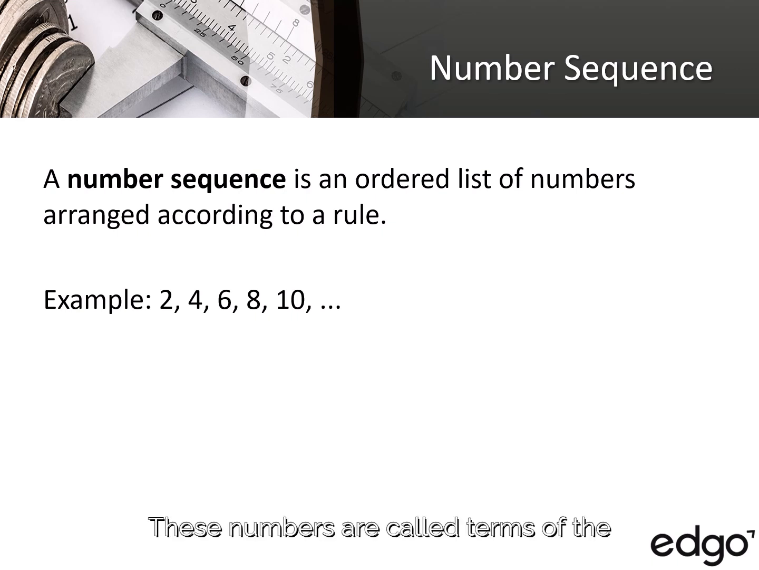These numbers are called terms of the sequence. 2 is the first term. 4 is the second term. 6 is the third term. If we examine the sequence carefully, we notice that each term increases by 2. Therefore, the rule of this sequence is add 2. Once we identify the rule, we can determine the next term.